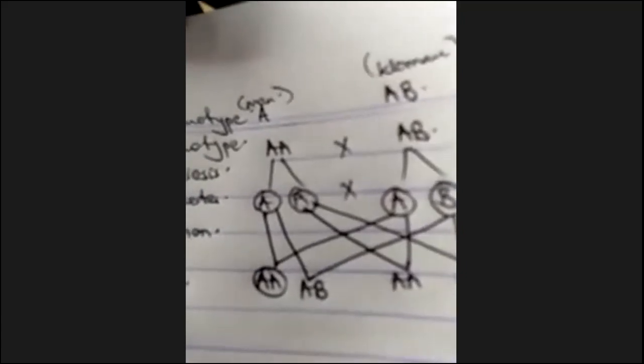And then fertilization, cross. Yes, you guys are now improving as far as your crosses are concerned. Then here you form AA, you form AB, you form AB. That's really good.